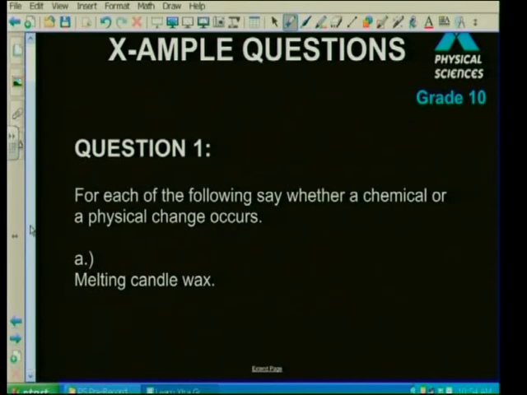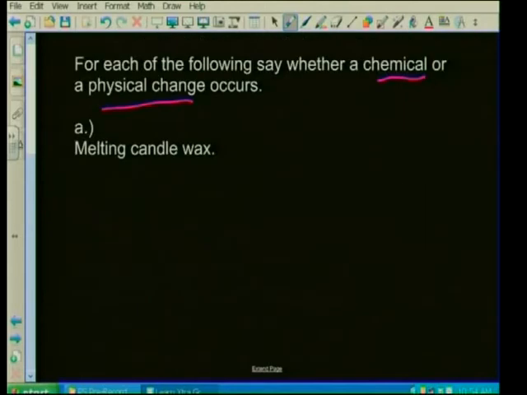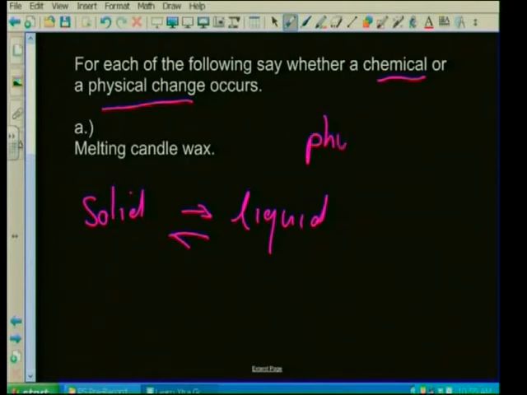Here's the first question. It says, for each of the following, say whether a chemical reaction has taken place, or a physical change, physical or chemical change. Well, the first one is easy. We've seen it already. I just want to remind you that melting candle wax is going to change from a solid to a liquid. And we have seen that you can change from the liquid back to the solid, so it's reversible. We also would recognize that the number of particles are conserved, so this is clearly a change in phase. It is a physical change.